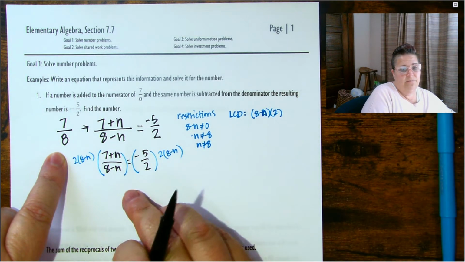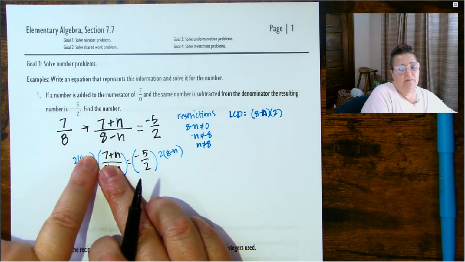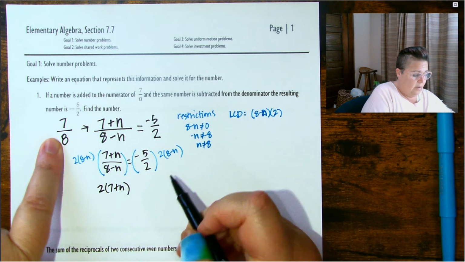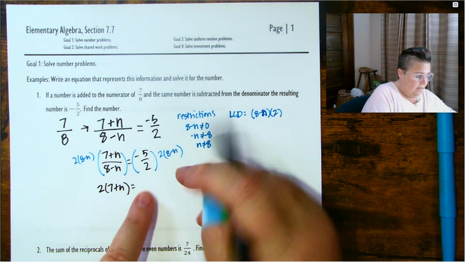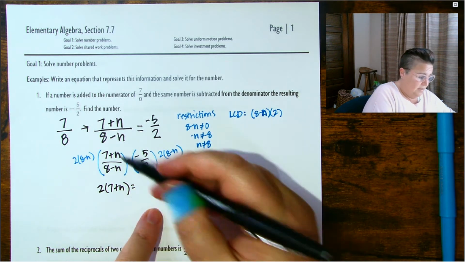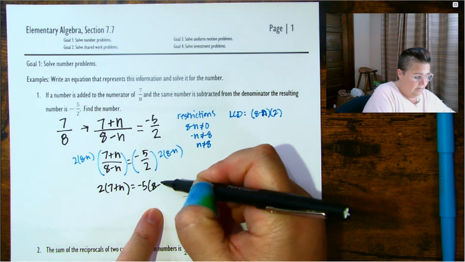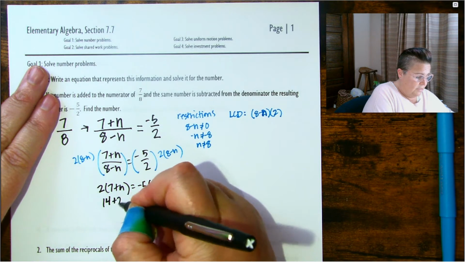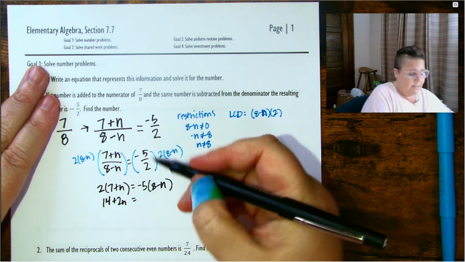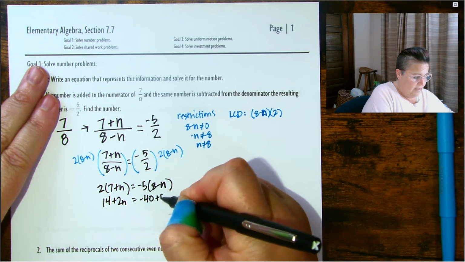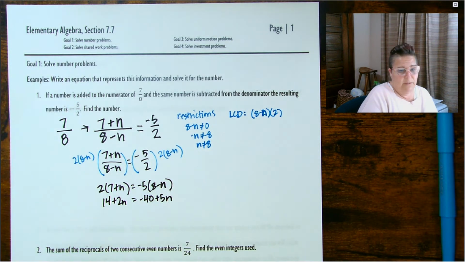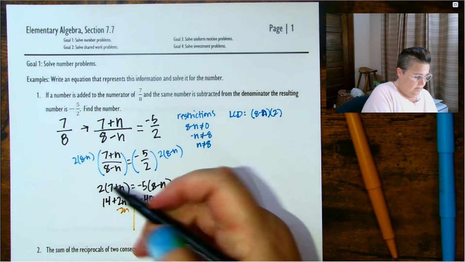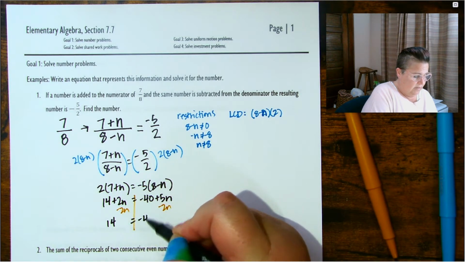On the left side, the 8 minus n's will cancel, and I'll be left with 2 times 7 plus n. On the right side, it's actually going to be the 2's that cancel, leaving me with negative 5 times 8 minus n. Simplifying the left side, we have 14 plus 2n. Simplifying the right side, negative 40 plus 5n. To solve this equation, I'm going to subtract 2n from both sides. So I have 14 is equal to a negative 40 plus 3n.